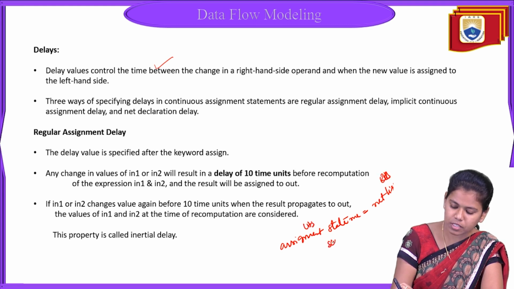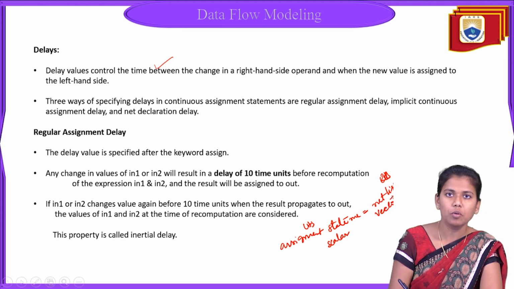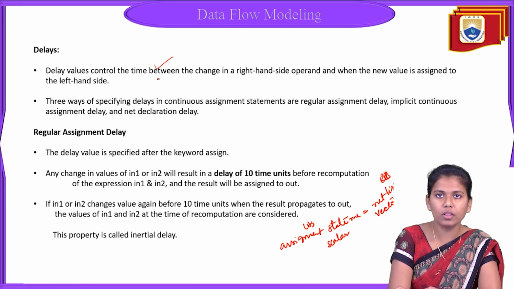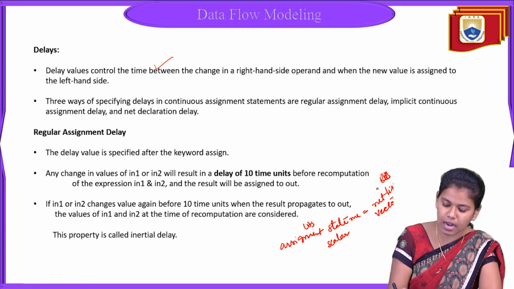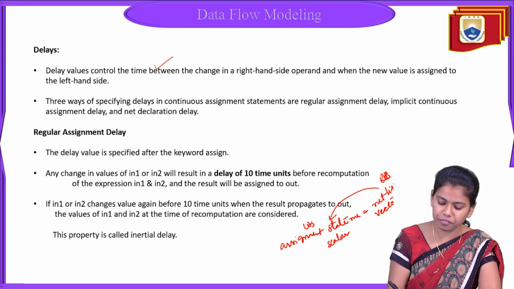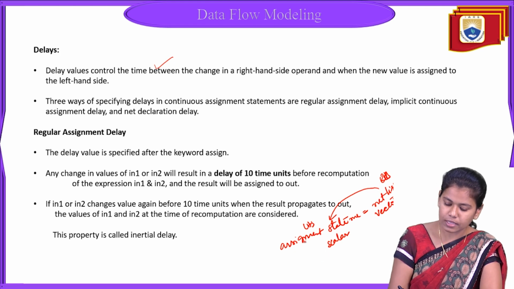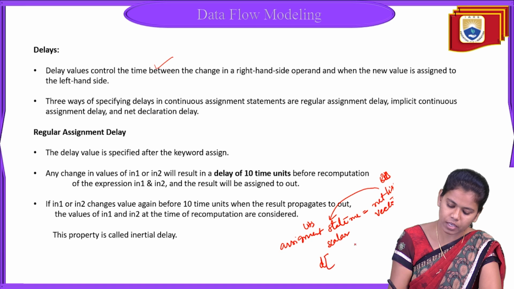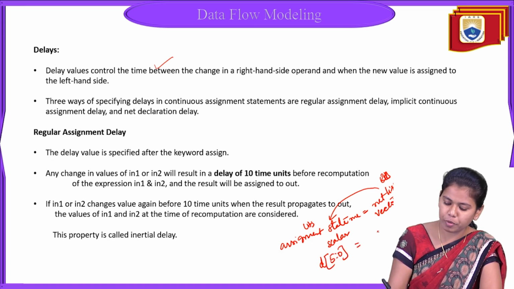LHS has some scalar quantity, or some vector quantity. What does the delay control say? It is the time between the changes in the RHS operand and when the new value is assigned to the left hand side. Suppose this continuous assignment statement has the data 5:0. Then the output we observe would be 25:0.